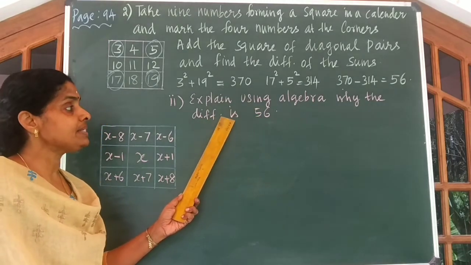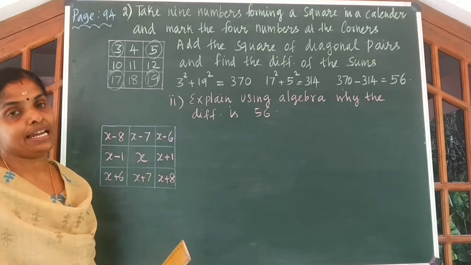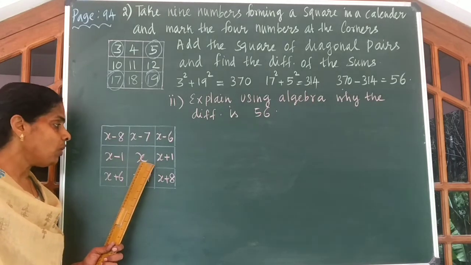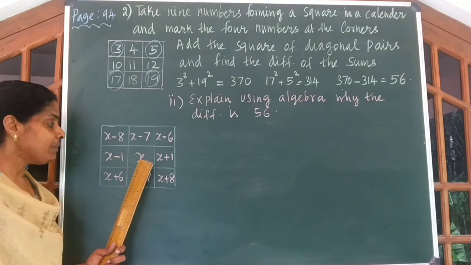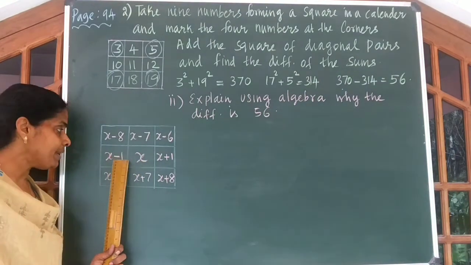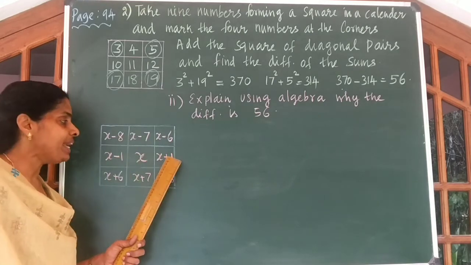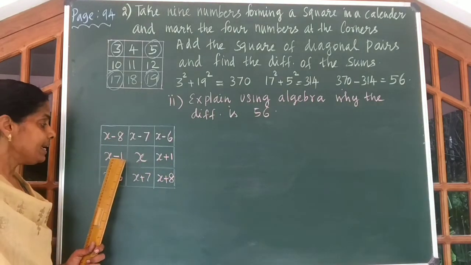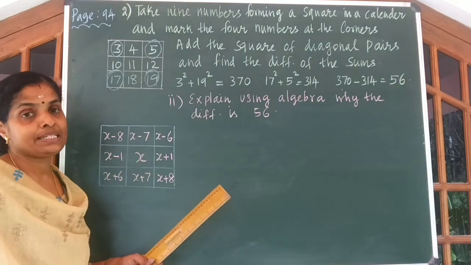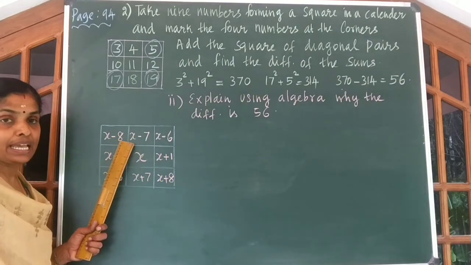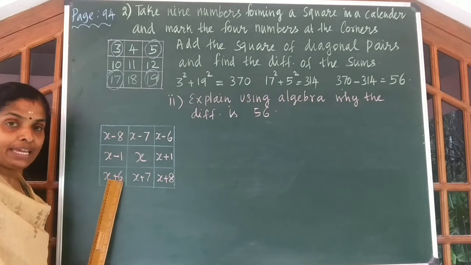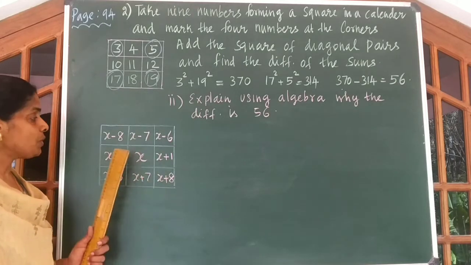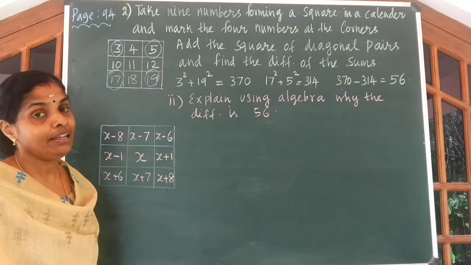Now to explain this, we are using our 7th standard idea. That is, whenever you are given 9 numbers in a calendar, we always take the middle number as x. If you take the middle number as x, the previous number is 1 less than x, the next number is 1 more than x, isn't it? Similarly, here the number is x minus 1 minus 7, which gives you x minus 8. The next number, x minus 1 plus 7, which gives you x plus 6. So you should remember these 9 numbers in the calendar, children.